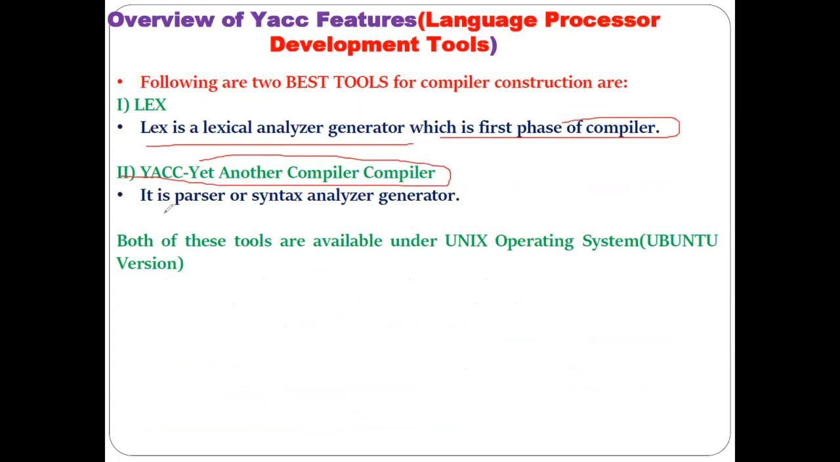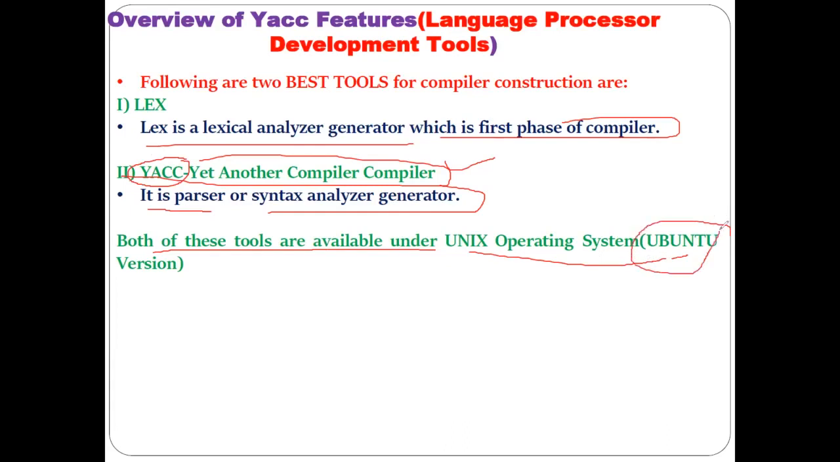So this is the tool which is used to generate the second phase of compiler. Here I have written it is a parser or the syntax analyzer generator. Understood? The way we have generated the lexical analyzer using the Lex tool, similarly, to generate the second phase of compiler, that is the syntax analyzer or the parser, we can utilize the Yacc tool. And both of these tools are available under Unix operating system, under the Ubuntu version or any version of Unix or Linux.